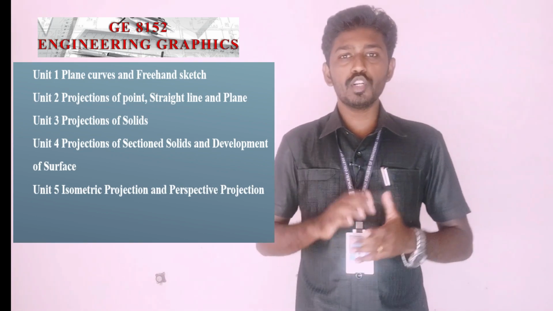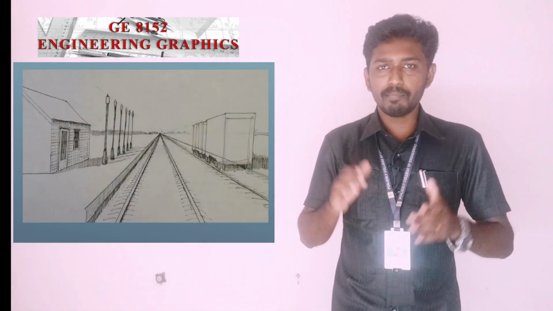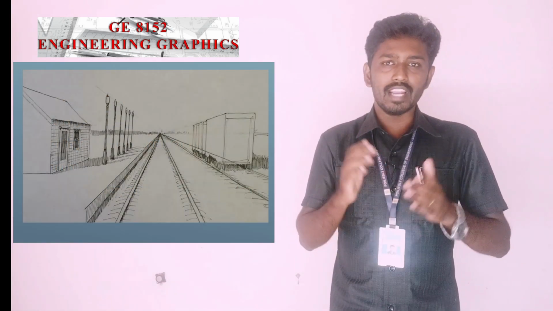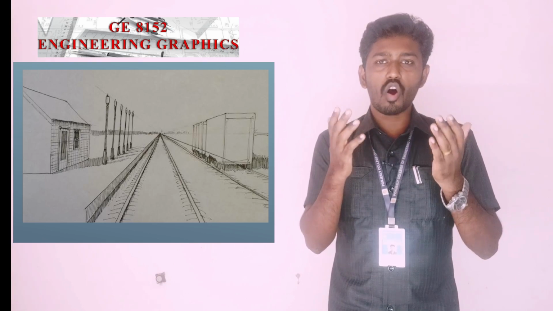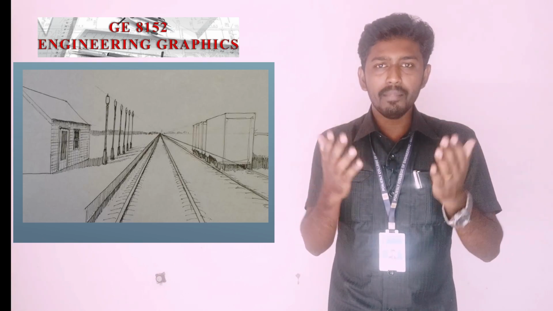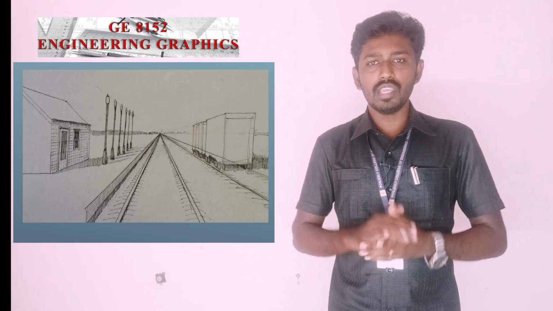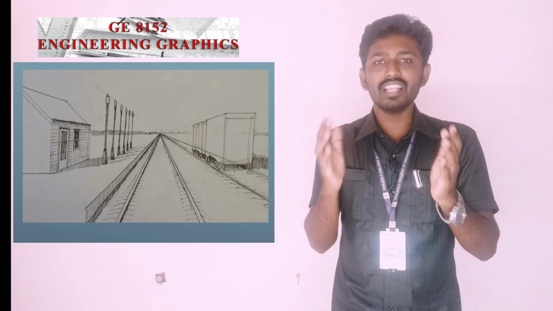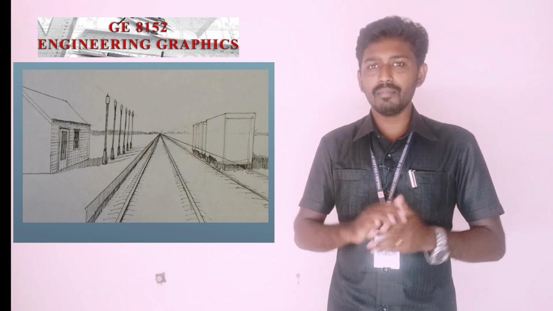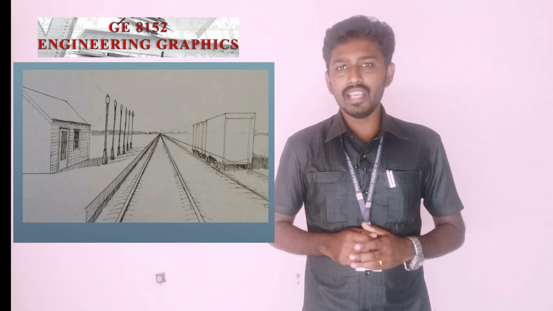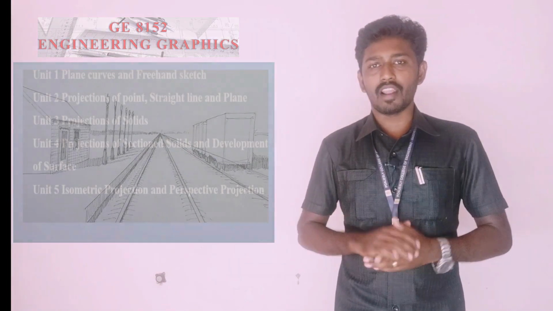And then perspective projection. In the perspective projection, it shows the object or the image as it appears to the observer. It's a realistic image. For example, I can say the image captured using the camera.